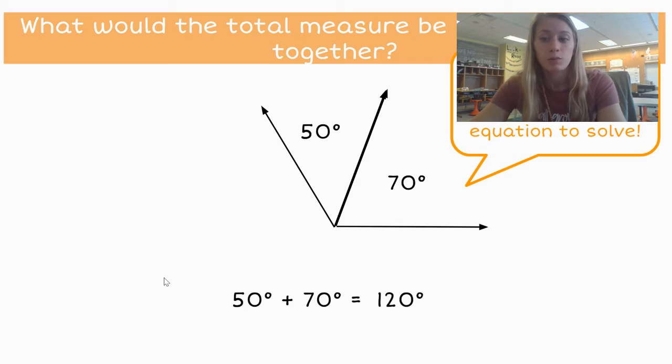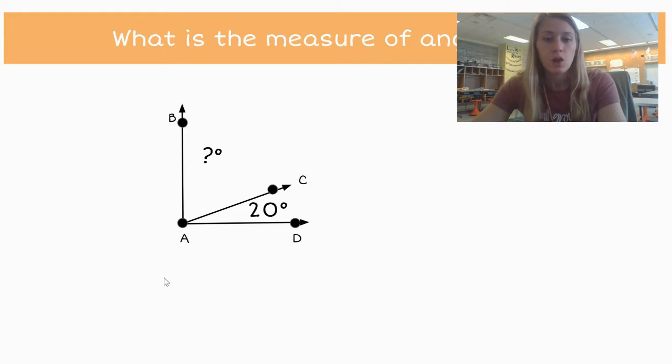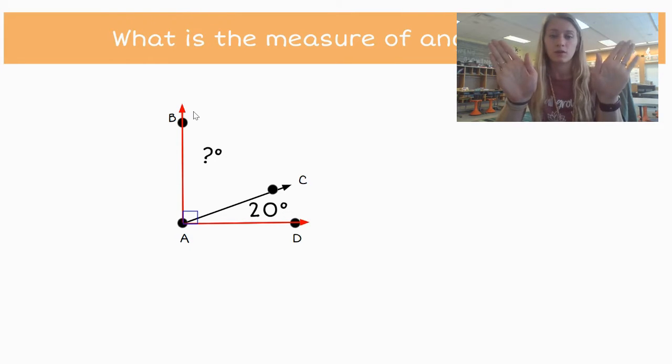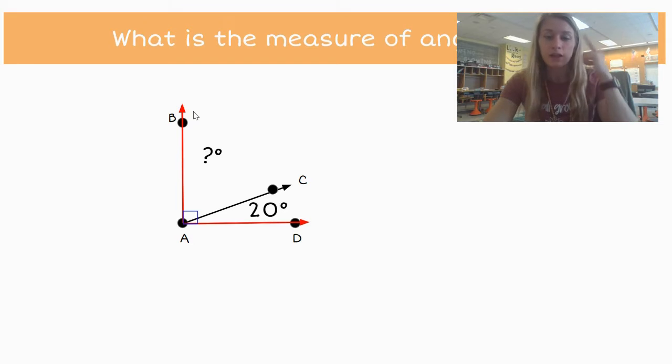Try the first 3 problems on your sheet. Write an equation to solve. What is the measure of angle BAC? Now this has us do the reverse. Meaning instead of knowing the 2 parts of the angle and adding them together, we now know the total and one part of the angle and we have to find the difference. Now when we say the word difference, that should help you think of subtracting.